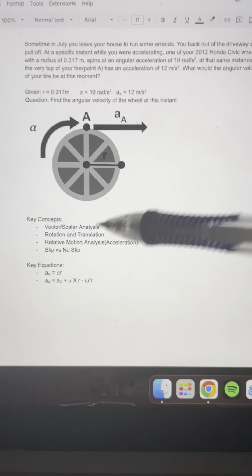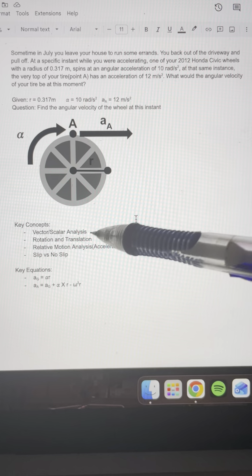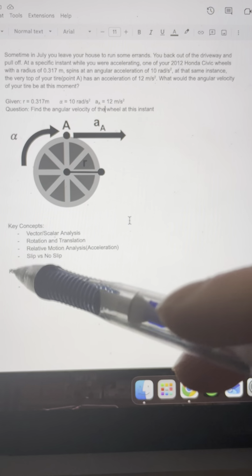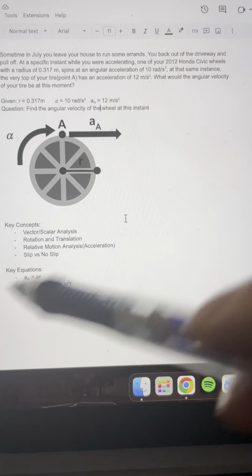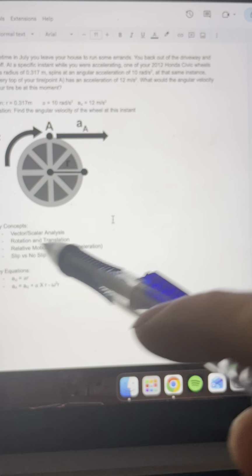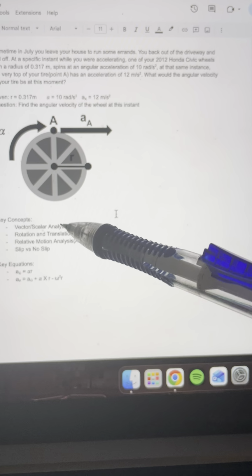Now the key concepts to solve this problem will be vector and scalar analysis, rotation and translation, relative motion analysis specifically for acceleration, and then also whether something slips or doesn't slip. This is very important as this changes how you approach the problem.